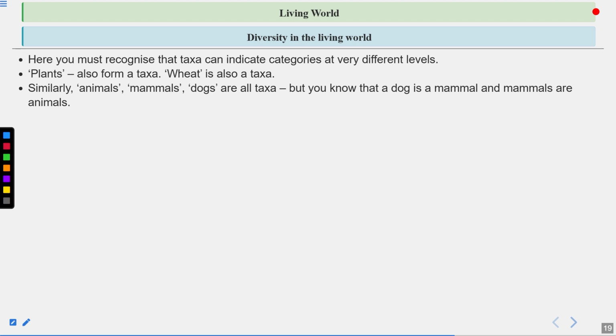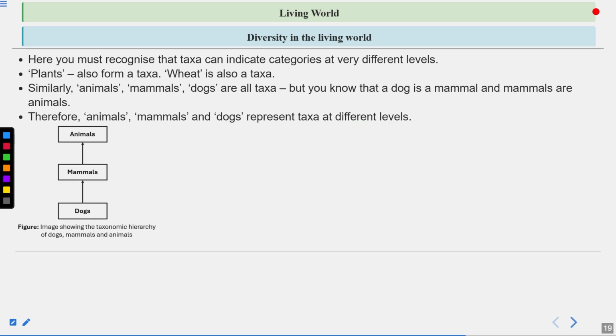Similarly, animals, mammals, dogs are all taxa. But you know that a dog is a mammal and mammals are animals. So you can see the hierarchy here. This is a hierarchy. Dog has a lower level, a lower rank. Then mammals have a higher rank, and animals have the highest level or rank. Therefore, animals, mammals, and dogs represent taxa at different levels, meaning their ranks are different.